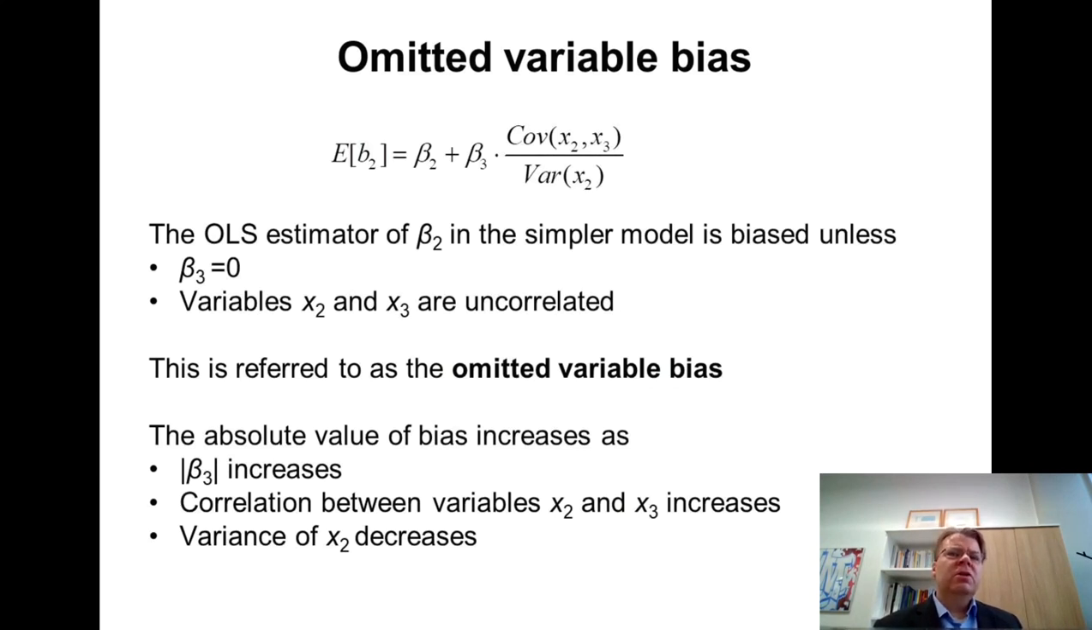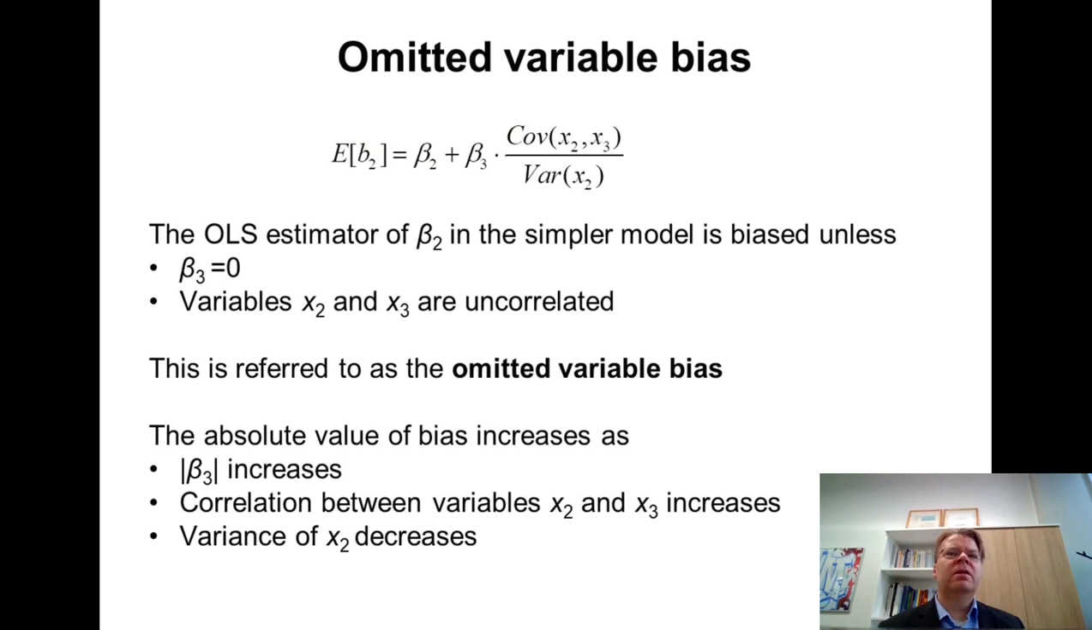So therefore, this equation highlights the omitted variable bias. Now, if we have misspecified the model, and omitted this variable x3, which is actually present in the true model, then we would only obtain an unbiased estimator in two cases. One possibility is that beta 3 is equal to zero, so that would mean, in fact, that the model was correctly specified after all. But if beta 3 is not equal to zero, as we assume, then we would need to have that the variables x2 and x3 are uncorrelated. So then this covariance of x2 and x3 would be equal to zero.